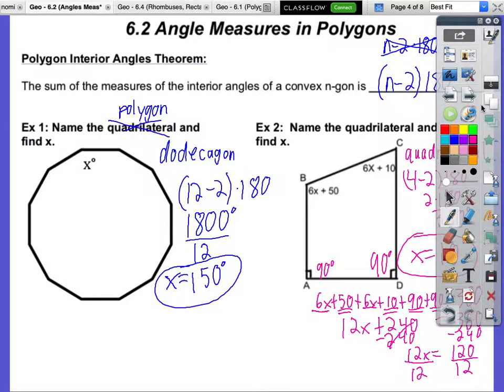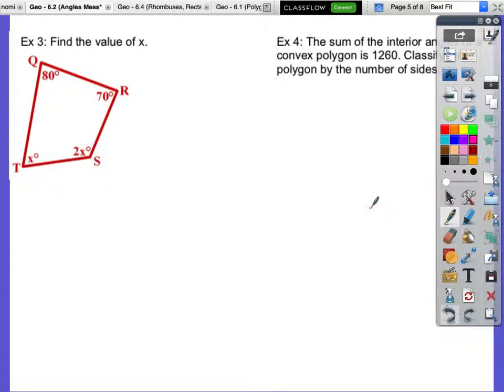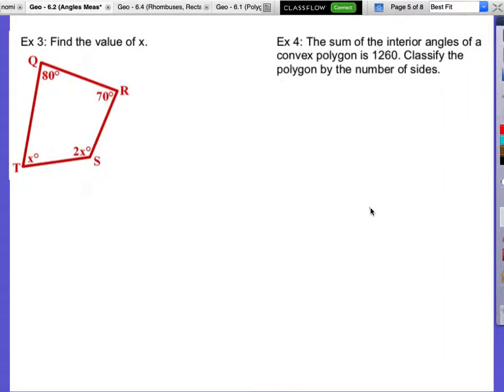Okay, we're going to go down to number 3 then. On number 3, I want you to find the value of x. I want you to try and do number 3 on your own. And when you're done, or if you have questions, raise your hand.